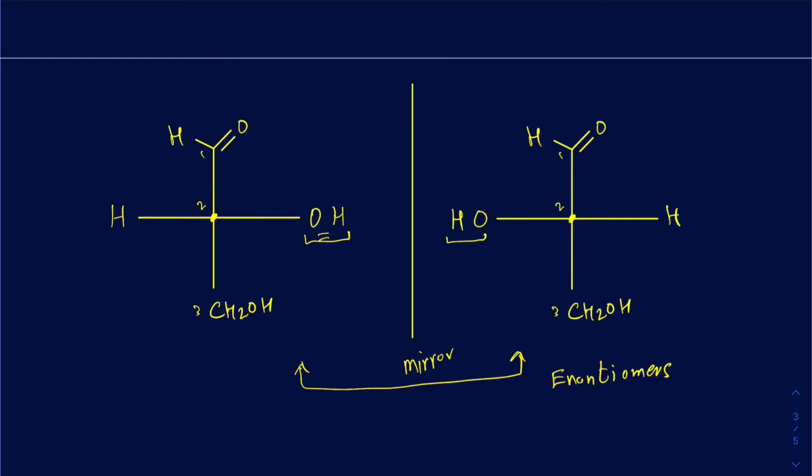How would you call this first one and the second one? The first one, I know it's going to be a D sugar, so it's a D-aldotriose, because the OH is on the right side. That's what determines whether it's going to be a D sugar or an L sugar. Now when we look at the second one, all of a sudden your OH is on the left side. Since your OH is on the left side, this particular sugar is going to be called an L-aldotriose. So that's the difference between the enantiomers. One is going to be the D, the other one is going to be the L.